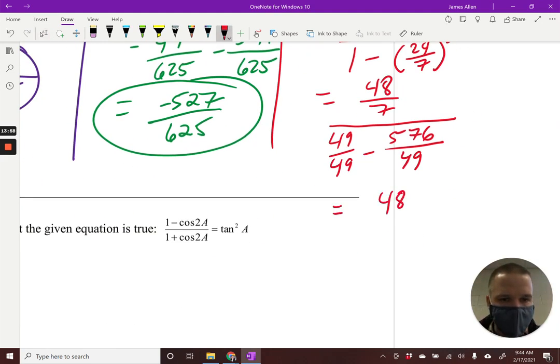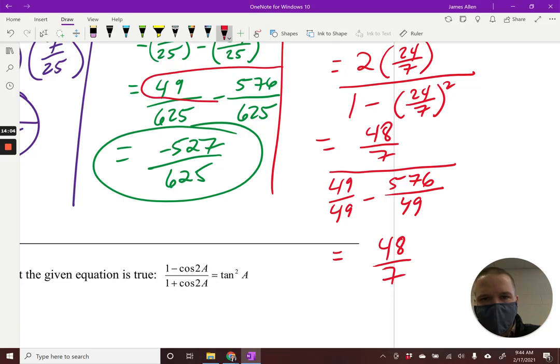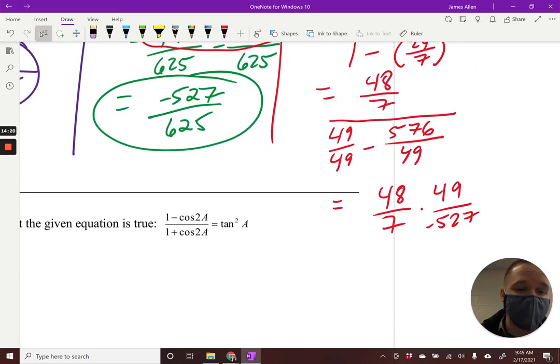Let's see here. I'm going to have 48 over 7. And then check this out. I already have this math done in my numerator for me. That was negative 527. Now my denominator is going to be 49, but if I'm going to be dividing by a fraction, I multiply by its reciprocal, and I get 49 up here and negative 527. And if that just blew your mind, feel free to pause the video and make sure that makes sense of how I multiplied by the reciprocal after putting them together.